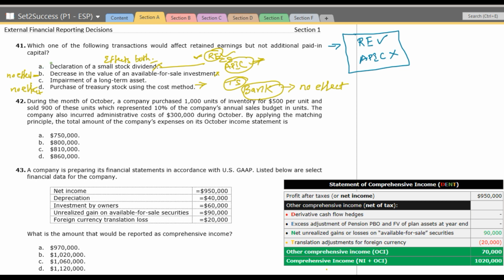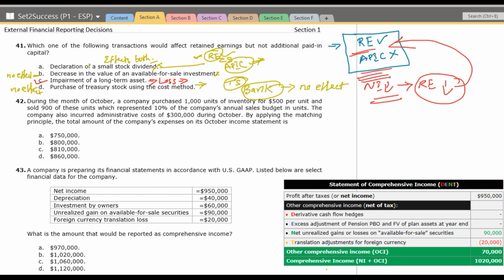Here, we are left with the impairment of long-term assets. Impairment of long-term asset is a loss on the income statement. So if it's a loss on the income statement, your net income is going to decrease, and net income is closed to retained earnings. So if net income decreases, your retained earnings will decrease. So by this transaction, your retained earnings is affected, but there is no effect on APIC.